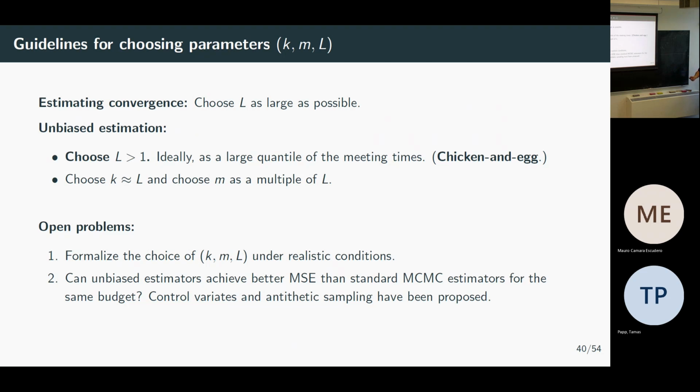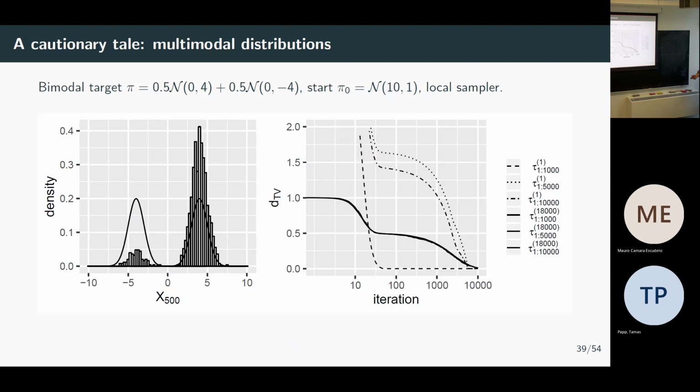For unbiased estimation, I think a good guideline is to pick your lag as a large quantile of the meeting times, which is a bit chicken and egg, but you can do some preliminary runs and get a handle on this. Again, it's not perfect, because if you go back to this example, most of your meetings happen at, say, time 50. So if you pick that as a high quantile of the meeting times, you'd probably pick it as 100, and again, you'd still be stuck in the first mode. So again, careful.